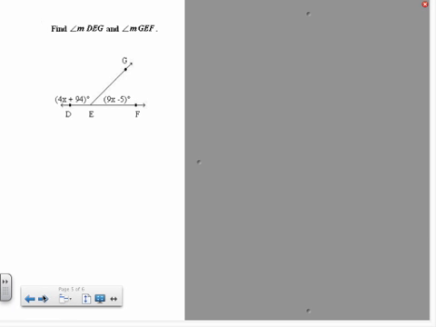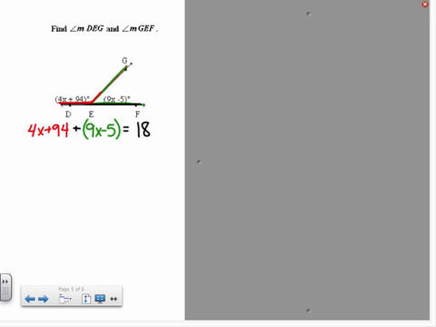Now here's one of those expression problems I was talking about. In this problem, we don't know the actual measure of either of these angles, but we know that they're both supplementary. Thinking back to our algebraic representation, if I add the measures of these two angles together, it equals 180. So let's put that down on paper. Our first angle, 4x plus 94, added to our second angle, 9x minus 5, has to equal 180 degrees.